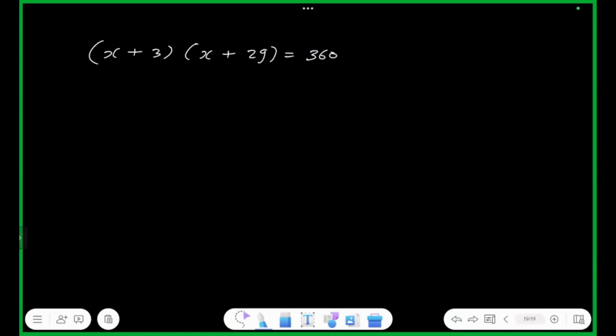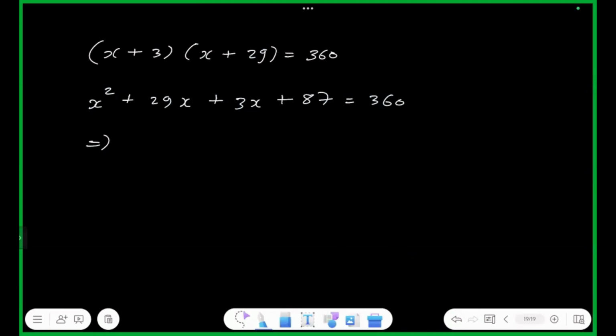Now see, first of all, x will get multiplied with this x, so we will get x square. Now again, x will get multiplied with 29, so I will get 29x. 3 will get multiplied with x, so I will get 3x, and 3 will get multiplied with 29, so I will get 87 is equal to 360. I think you understood it.